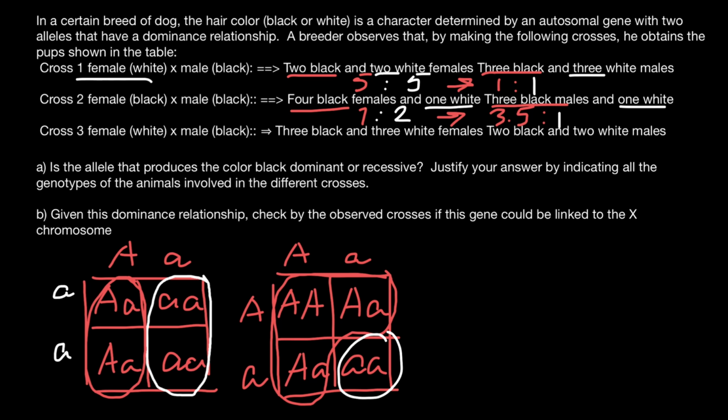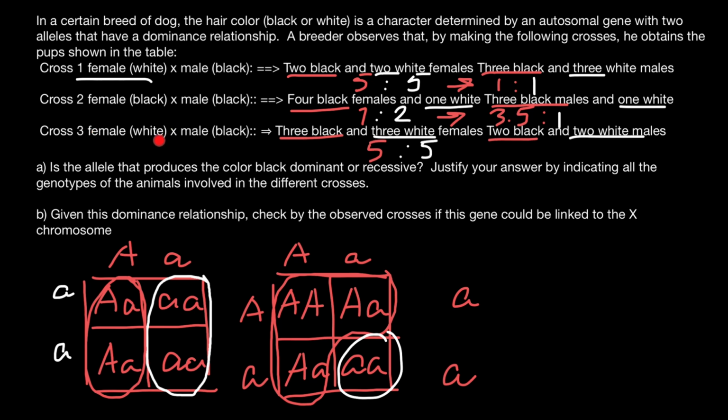And now cross number 3, a female who is white, so the female has to be homozygous recessive, so small a, and the male is black. And what do we see? We see in the progeny 3 black and 2 black, which would give us 5. And how many white animals do we have? 3 white and 2 white. So again, the ratio is 5 to 5 here.